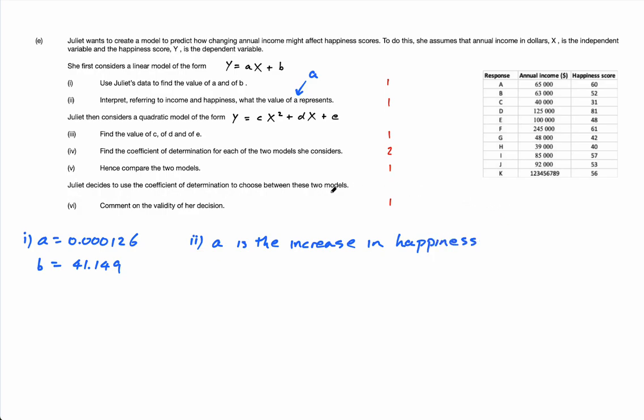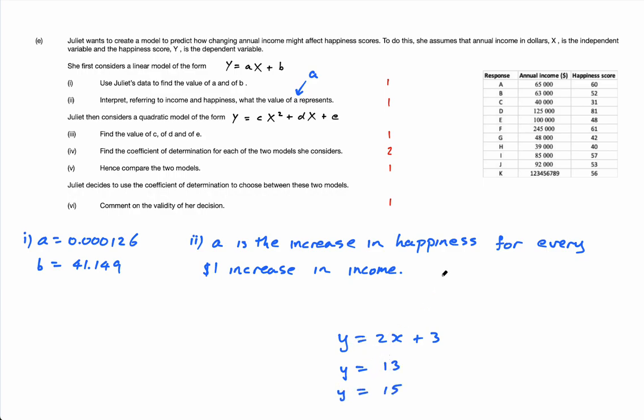And this question is asked a lot, guys. I've seen this question come up year after year. They want to know that you understand what the line as a model represents. So it's the increase in happiness for every $1 increase in income. When X increases by 1, Y increases by 0.000126. Look, if you had an equation of a line, Y equals 2X plus 3, every time you increase X by 1, you increase Y by 2. For example, if X was 5, Y would be 13, and if X was 6, Y would be 15. It increases by 2. That's the whole point. Okay, anyway, off topic. That's part 2.